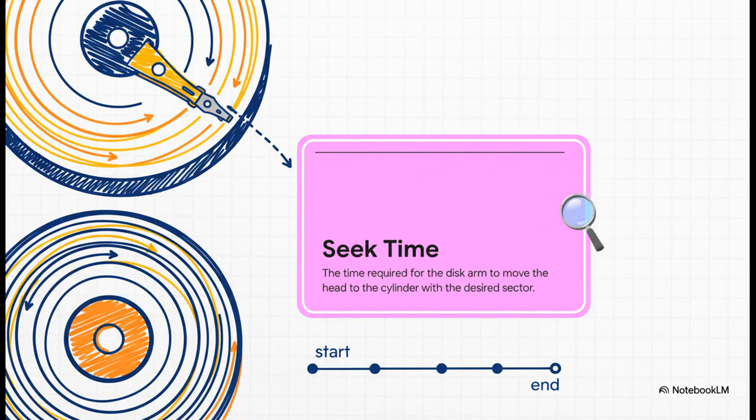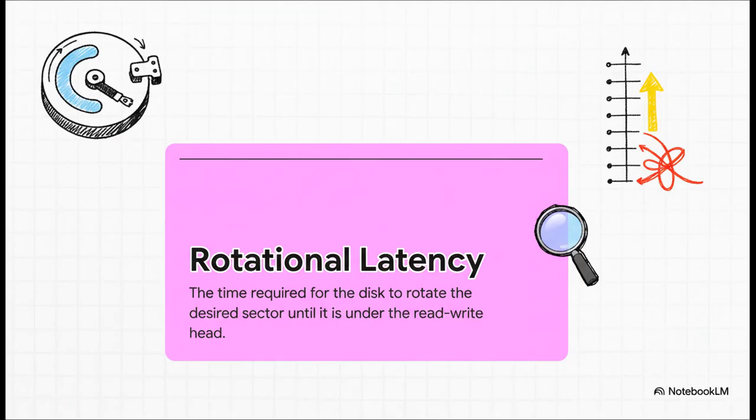The first major speed bump we have to deal with is something called seek time. And it's exactly what it sounds like. It's travel time. It's the time it takes that little read-write arm to physically move from where it is now to the correct track on the disk. The farther it has to go, well, the longer it's going to take. Simple as that. But just getting to the right track is only half the battle.